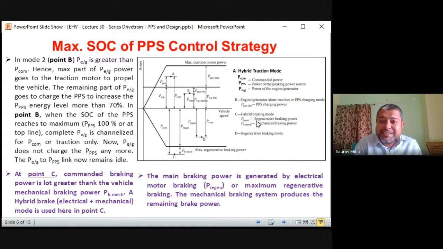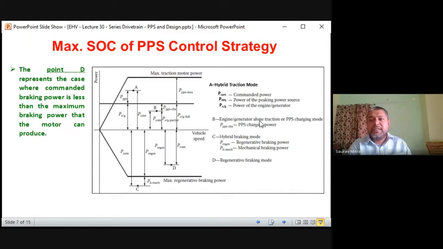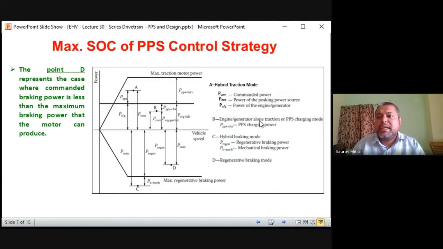Whatever P regen is doing, this part is generating the reverse charging or regenerative charging for the PPS as well. So this is increasing the SOC. Obviously, the PPS should be less than 100%, then only regenerative braking can charge the PPS. Otherwise, whatever regenerative braking energy is produced is wasted.